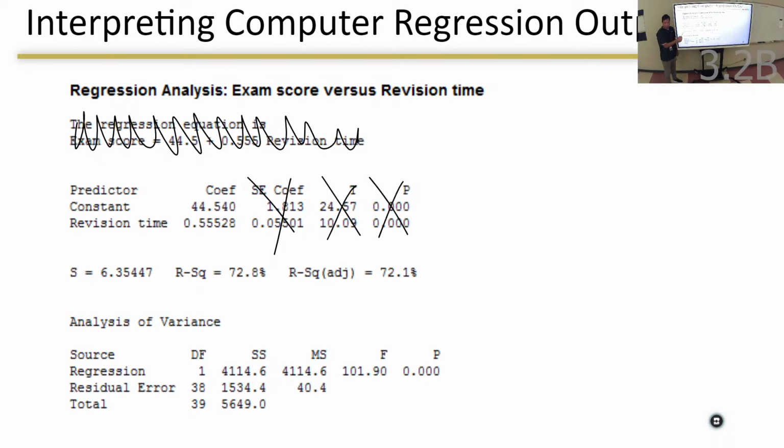S, standard deviation of the residuals. RSQ, R squared. Don't ever, ever use that. That says R squared adjusted, which I don't know what it's for because we don't ever use it. Analysis, source, regression, residual errors, total. You'll never use any of this stuff.